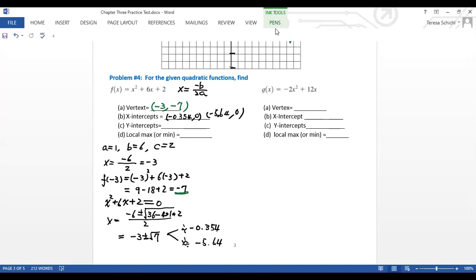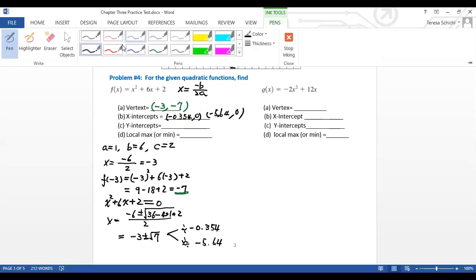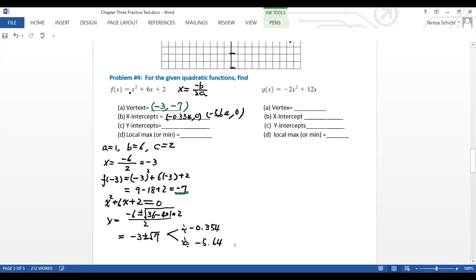Okay, now the next thing here, the y-intercept. The y-intercept is pretty easy. Basically, you just let x equal to 0. X equal to 0, so this is 0, 0. So what is here? It's 2, right?